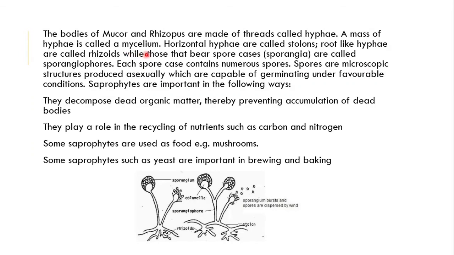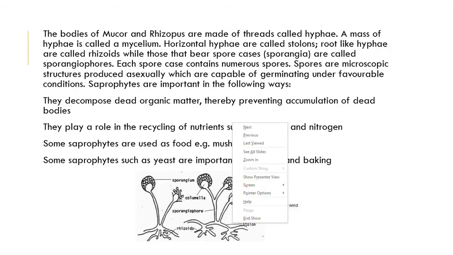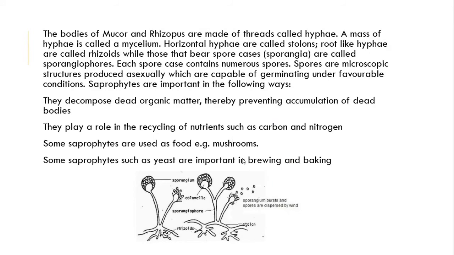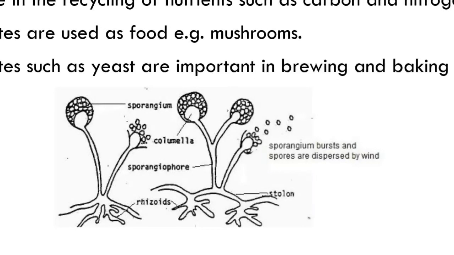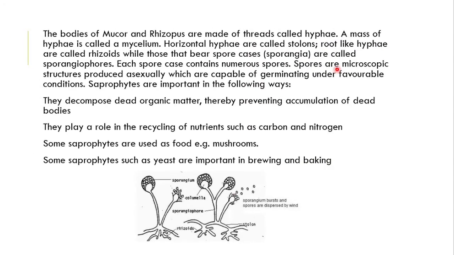We're following, right? So horizontal hyphae are called stolons. If you look at this diagram here, the horizontal hyphae are known as stolons, which are root-like structures. Let me zoom so that you can see clearly. So the horizontal hyphae are known as what? Stolons. Even here we've got a stolon. Root-like hyphae are called rhizoids.